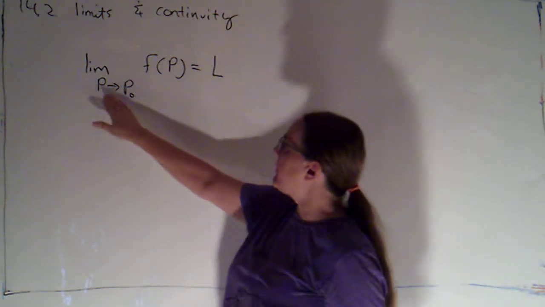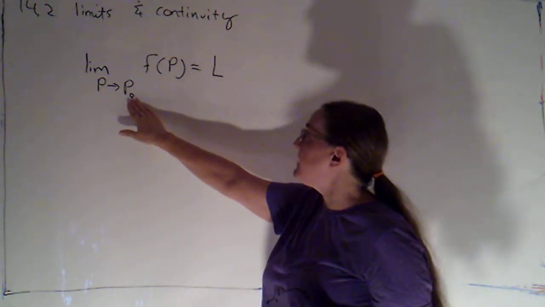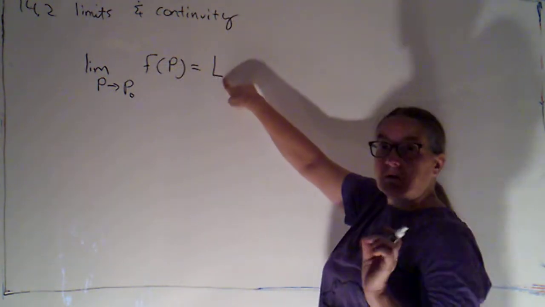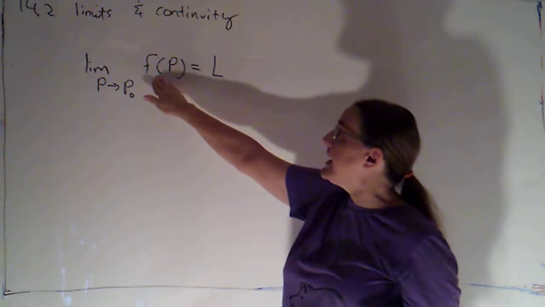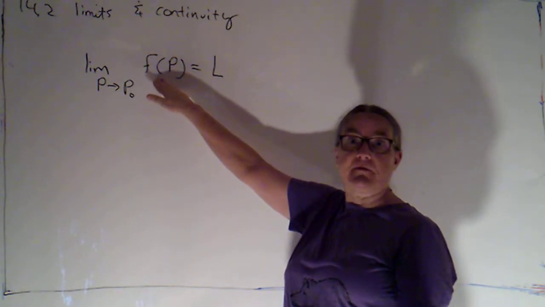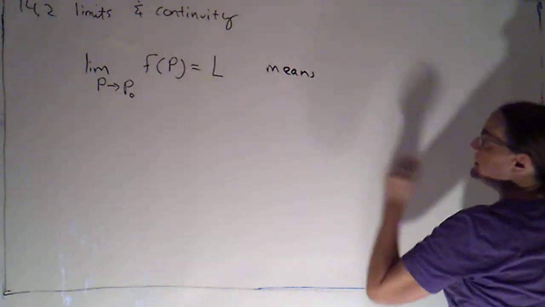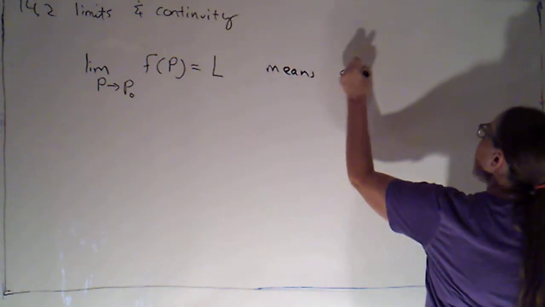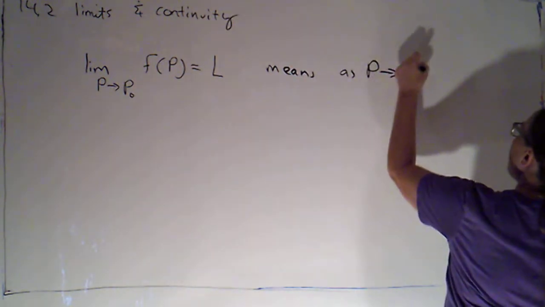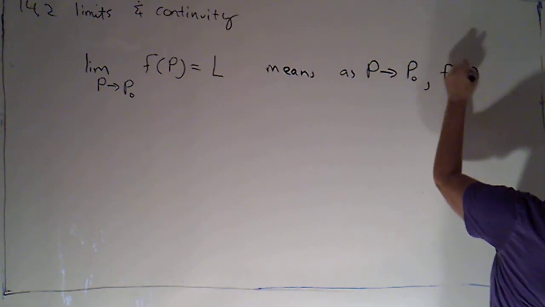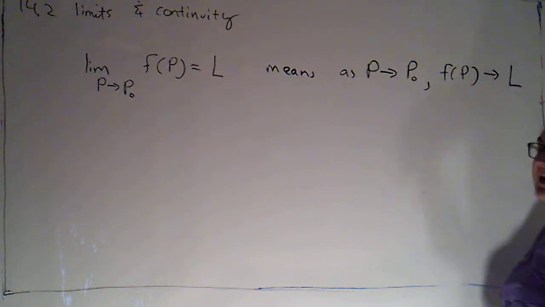So the limit as P approaches a specific point P naught of f of P is L. L would of course be a number because f of P is the numeric output of the function. Okay. And what this means, informally, is that as P, my arbitrary point, gets close to P naught, f of P gets close to L.